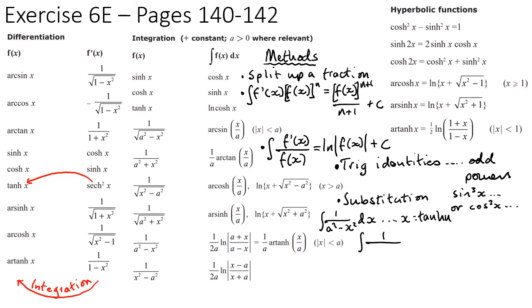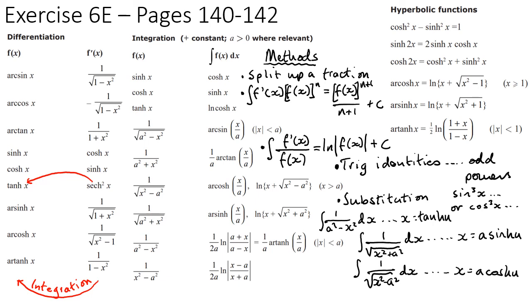But if we see something like x squared plus a squared, then our substitution is going to be x equals a sinh u. And then if we see something like this, same type of thing but with a minus sign, so x squared minus a squared, then our substitution is going to be x equals a cosh u.